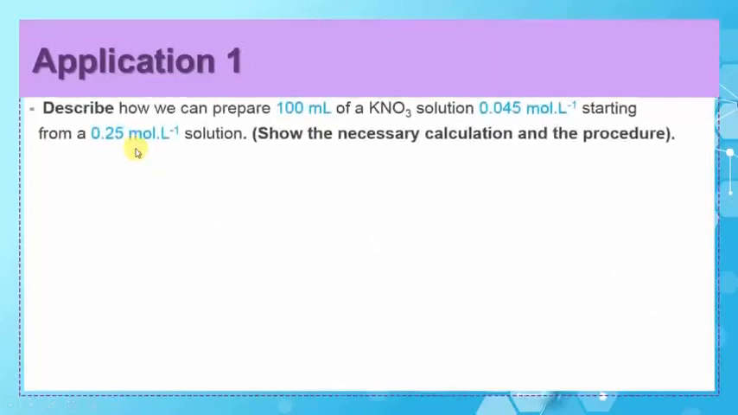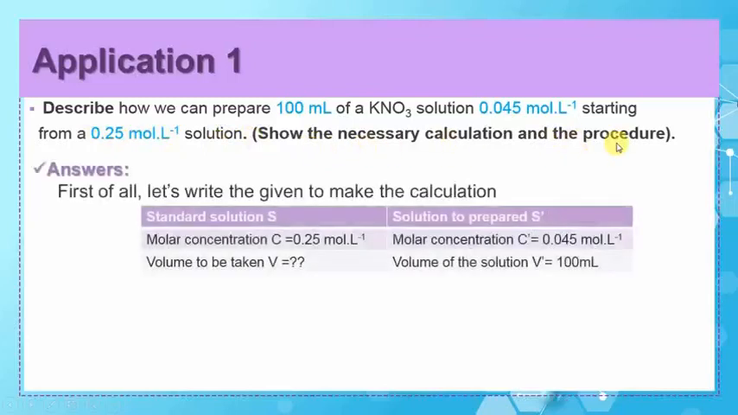Okay, it's time to do some applications. Application number 1. Describe how we can prepare 100 milliliter of a KNO3 solution of concentration 0.045 mole per liter, starting from a solution of concentration 0.25 mole per liter. You have to show the necessary calculation and the procedure.